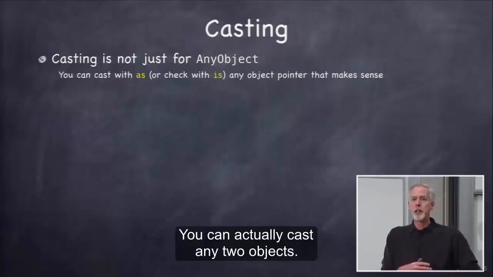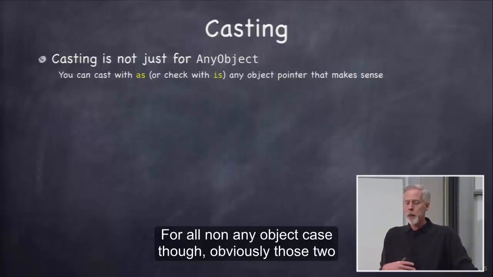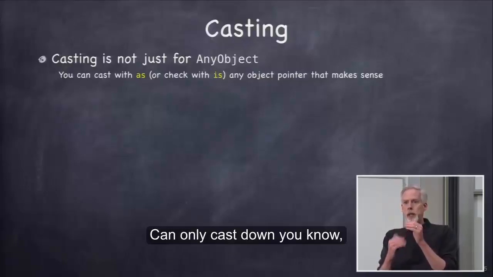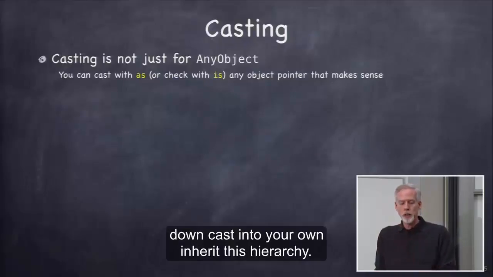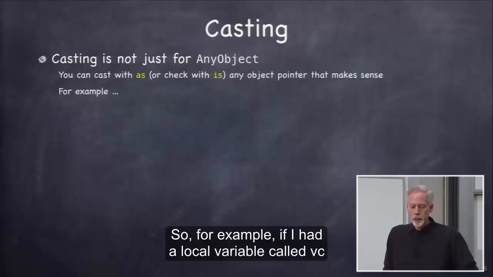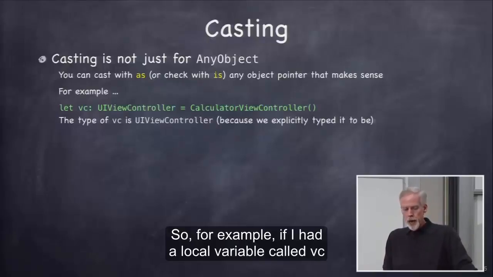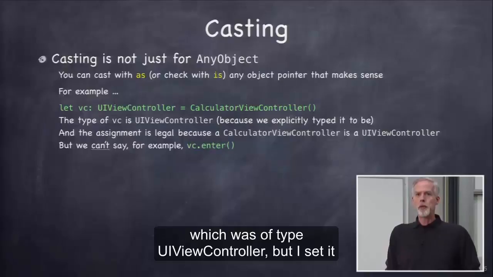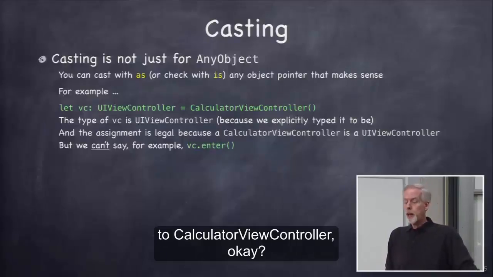You can actually cast any two objects. For all non-any object cases, though, obviously those two objects would have to be in the same inheritance hierarchy, right? You can only cast down, downcast into your own inheritance hierarchy. So, for example, if I had a local variable called VC, which was of type UI view controller, but I set it to calculator view controller, okay?